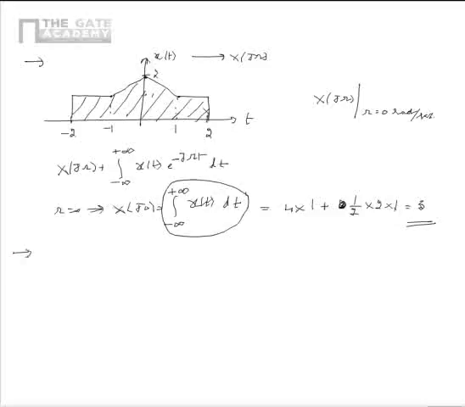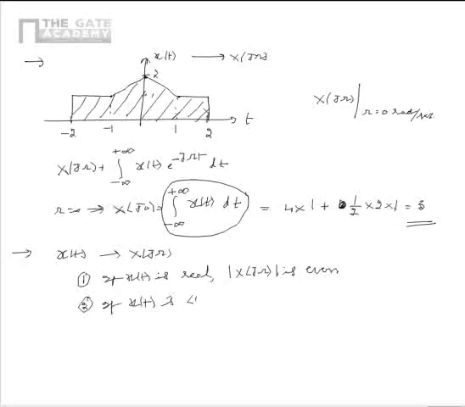Now let us consider another problem, as per which there is a continuous time domain signal x of t given, whose Fourier transform is X of j omega. Now there are two statements given related to the above x of t. That is, if x of t is real, the magnitude of X of j omega is even. The second one is if x of t is conjugate symmetric, the real part of X of j omega equals 0. We have to find which of these two statements are true.